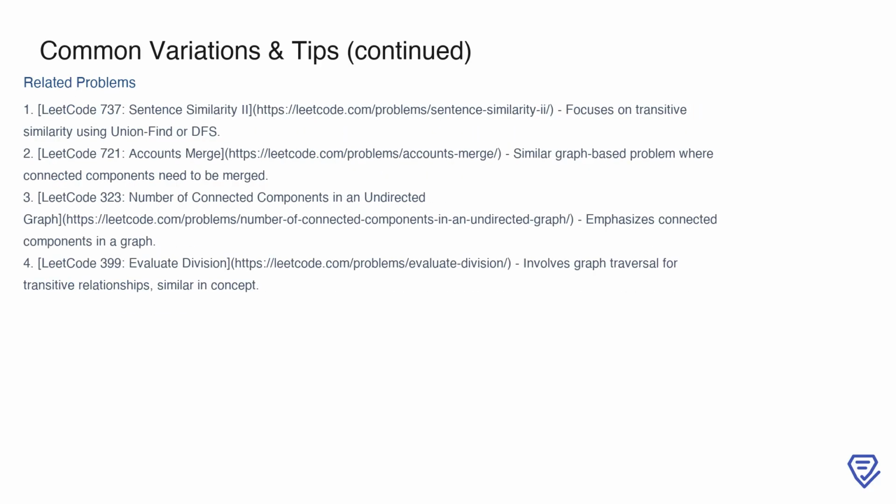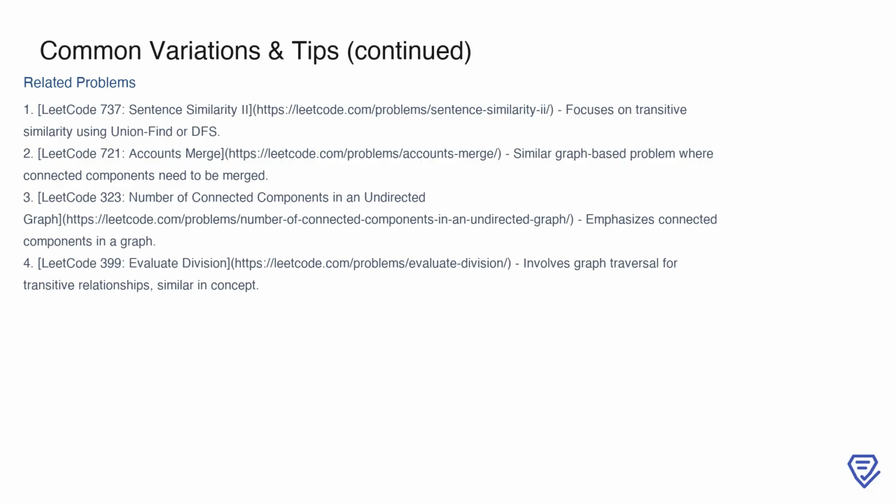To deepen your understanding, it's helpful to explore related problems that share similar concepts. For instance, the problem we're discussing, LeetCode 737, Sentence Similarity 2, directly focuses on transitive similarity and can be approached using union find or depth-first search. Another related problem is LeetCode 721, Accounts Merge, where the goal is to merge connected components within a graph structure, much like grouping similar words here.